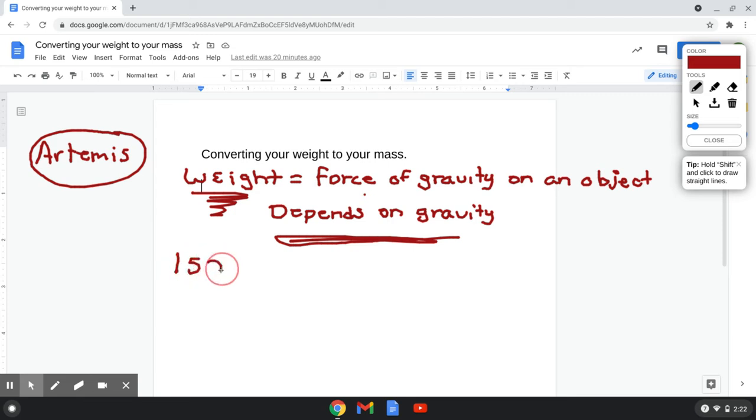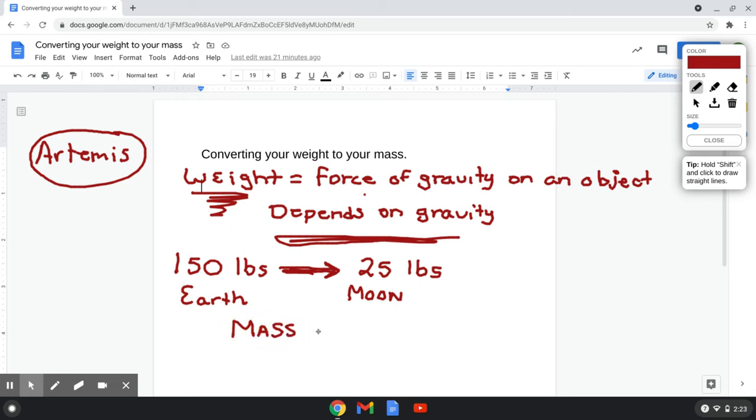Let's give an example. Let's say you were 150 pounds. On the moon, you would be about 25 pounds. Not exactly, but we'll use that. Here is the Earth, and there's the moon. If you weigh yourself on the moon, you'll say, wow, I lost a lot of pounds. But your mass will be the same, and we'll do the calculations to show that.